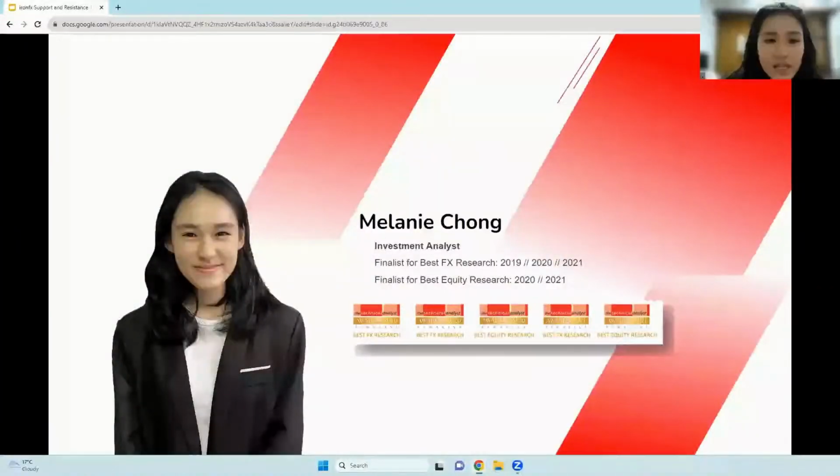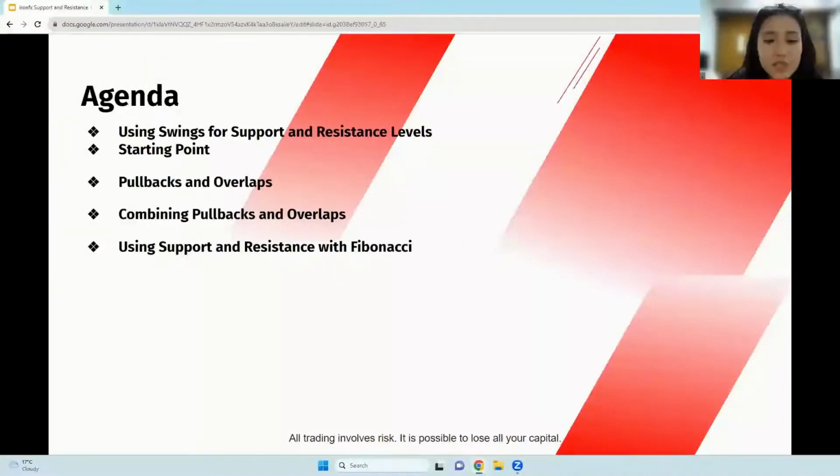Okay, so I'm Melanie and I will be your speaker for today's webinar on support and resistance. So here's our agenda for today. Firstly, we'll be looking at using swings for support and resistance levels, followed by looking at where exactly you should place your starting points. And then we'll be going into pullbacks and overlaps and combining these two in order to use these with Fibonacci as well.